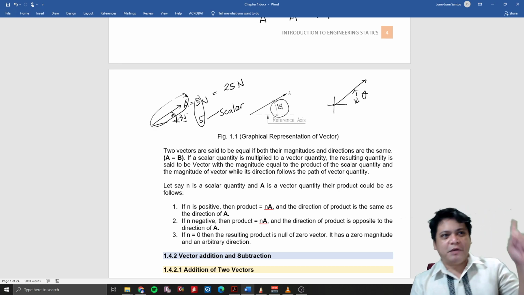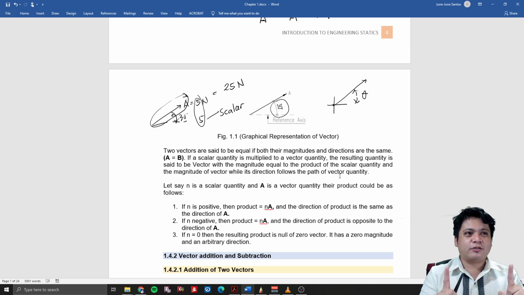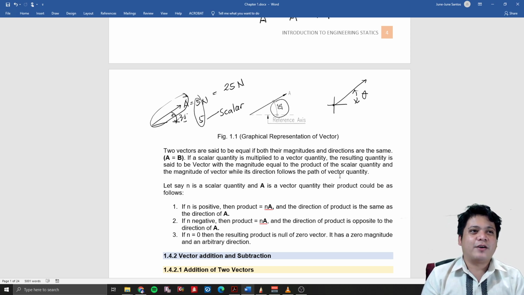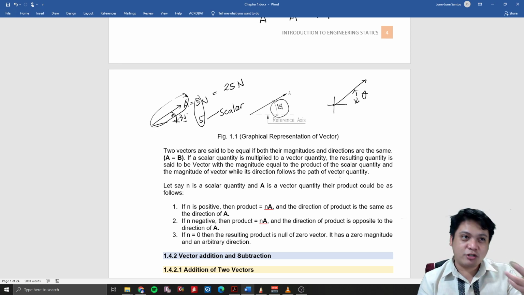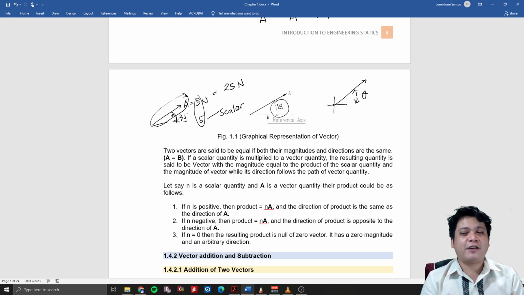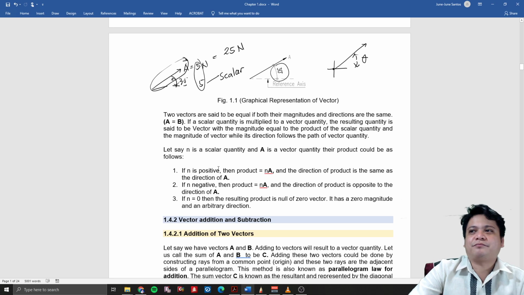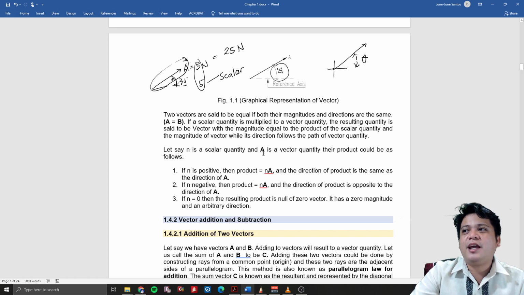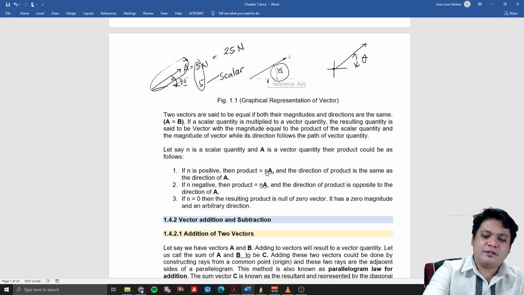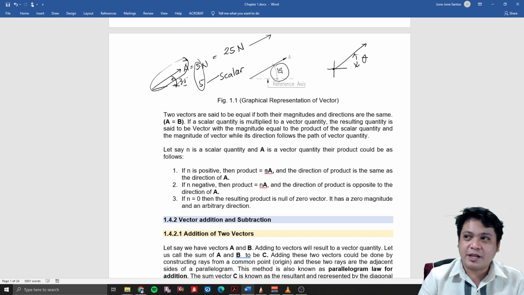Okay? So, it means scalar multiplied by vector is a vector quantity. Okay? So again, the magnitude is the product of the magnitude of the two, and then the direction follows the path of the vector quantity. Okay? So ito, sample. So let's say n is a scalar quantity and a is a vector quantity. Their product could be as follows. Una, if n is positive, ibig sabihin kapag yung scalar natin is positive, then the product is na. So it means this 25 is along this direction pa rin.